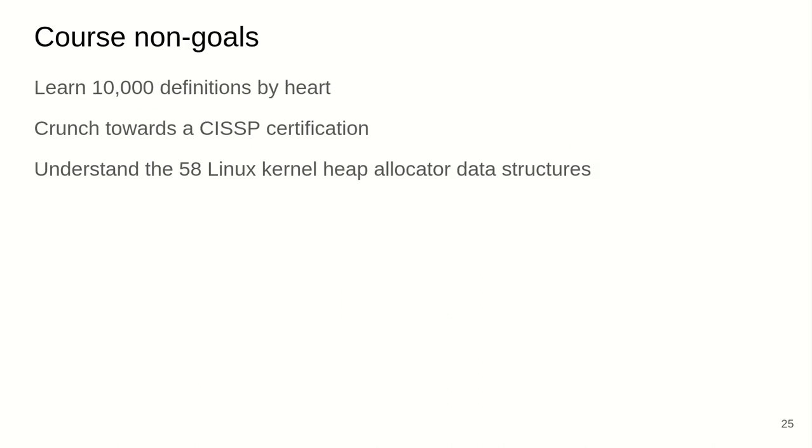There's a couple of course non-goals. I don't want you to learn 10,000 definitions by heart. I don't want you to crunch towards a CISSP certification, and also don't want you to understand the 58 different Linux kernel heap allocators and their data structures that are out there, right? So the goal of this course is to have a sufficient understanding of software security, attack vectors, and potential issues that happen.